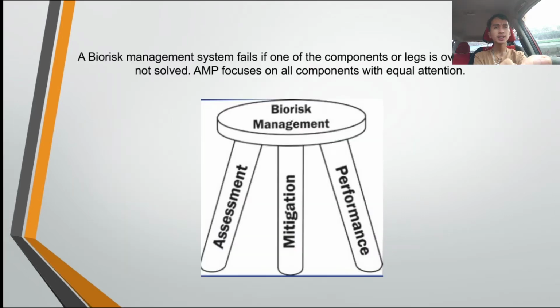We can see in the picture that it is a chair, but it shows how the assessment, mitigation, and performance are equal. A biorisk management fails if one of the components or legs is overlooked or is not solved. The AMP model focuses on all components with equal attention. We can see the chair has three stands or legs that symbolize the AMP model. If one of the components, say the assessment, is not equal to the other legs or stands, the result is that the chair will fall down.